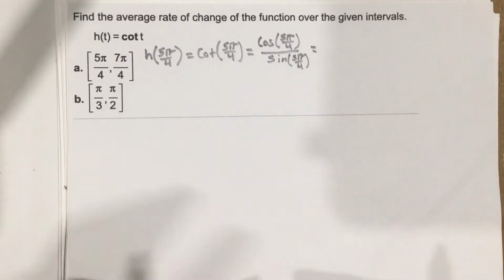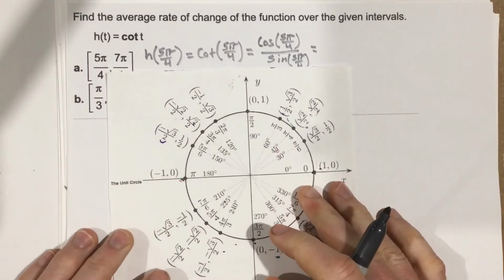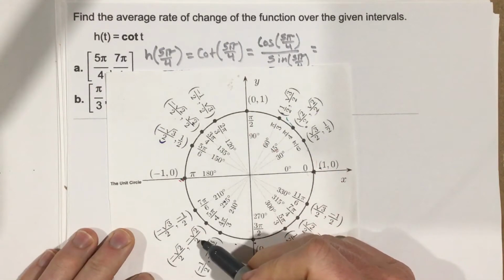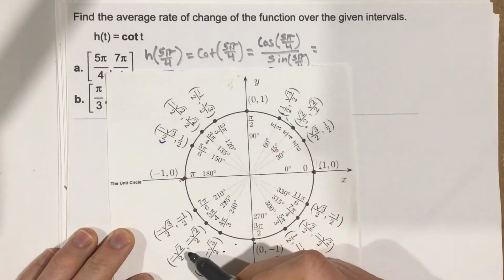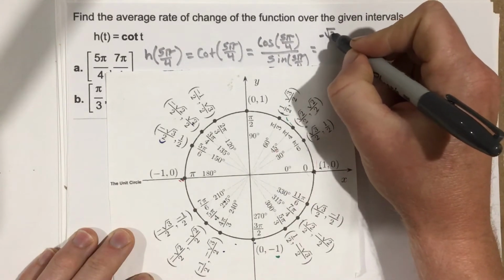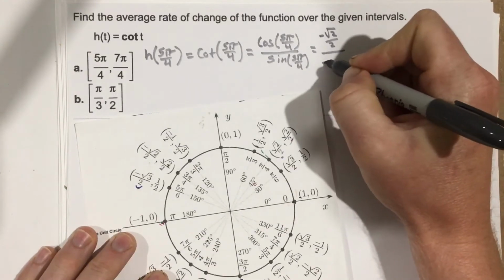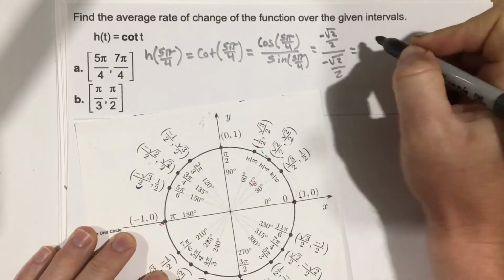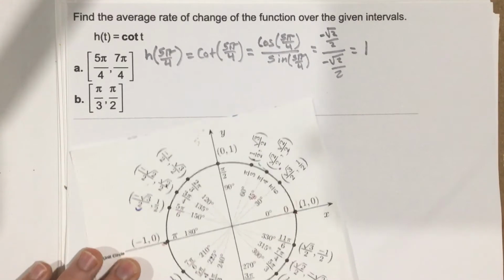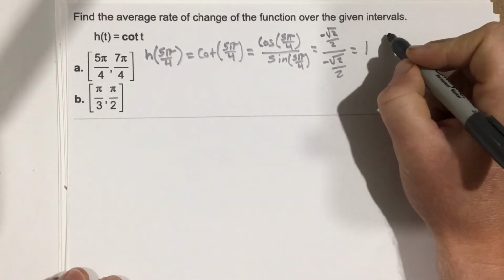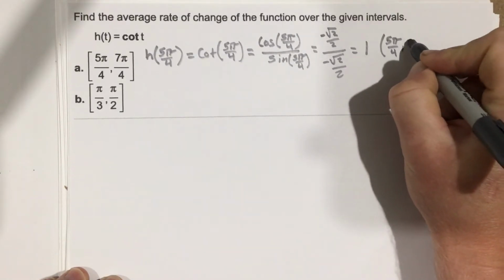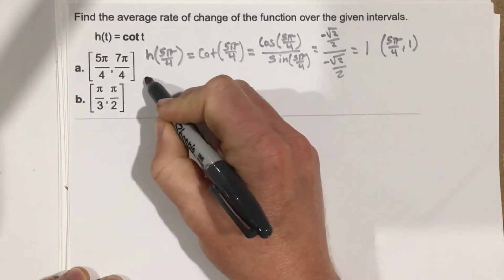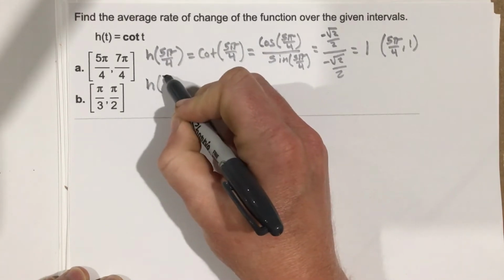If we bring out the unit circle, we look at 5 pi over 4. 5 pi over 4 is down here in the bottom. We get negative root 2 over 2 and negative root 2 over 2. So they're both negative, so quadrant 3. If I divide those, I get negative root 2 over 2 over negative root 2 over 2. Well, that's the same thing, so I end up with 1 for my output there. So my coordinate is 5 pi over 4, comma 1.